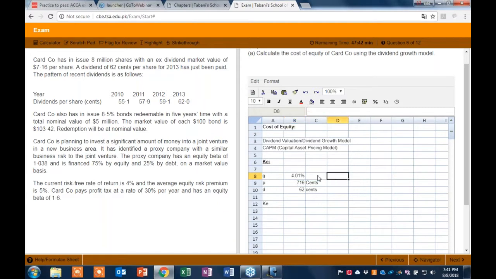So once you are done with this, then you have to click this percentage button tab. So when you click it, this cell will show the result as a percentage.